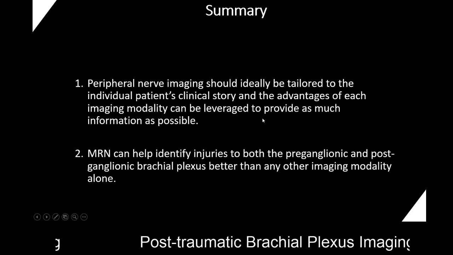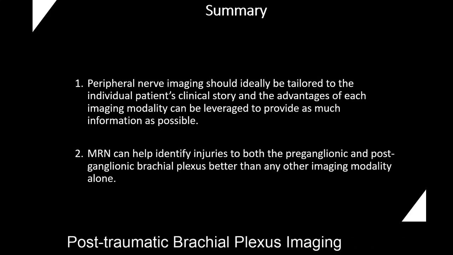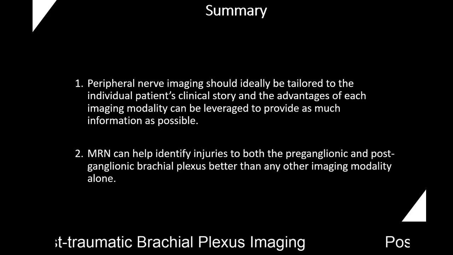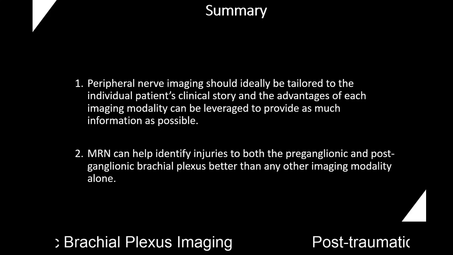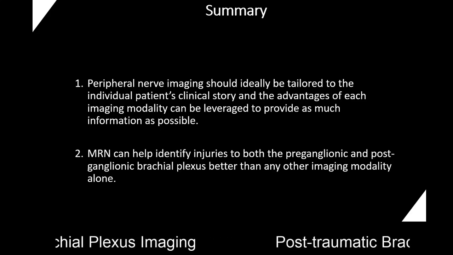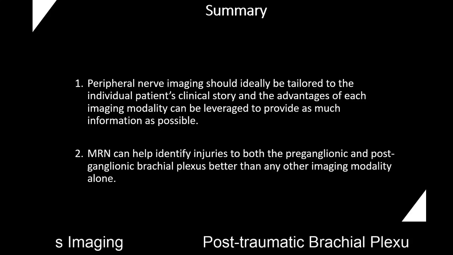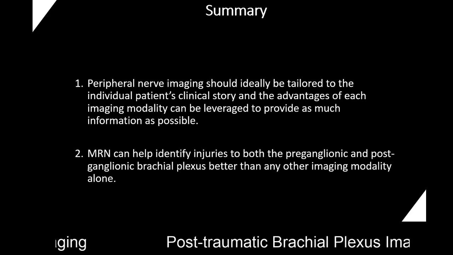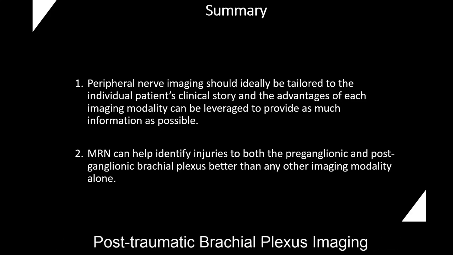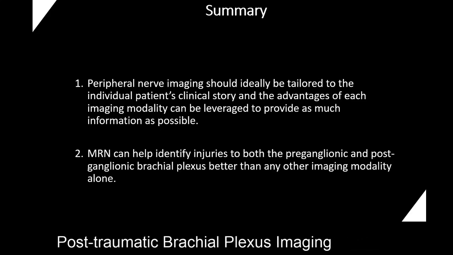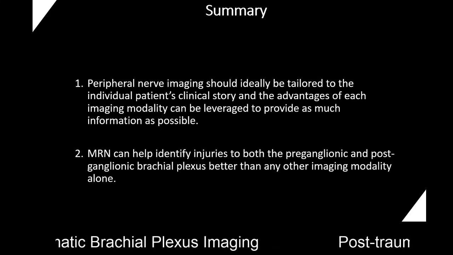So in summary, peripheral nerve imaging should ideally be tailored to the individual patient's clinical story, and the advantages of each imaging modality can be leveraged to provide as much information as possible. Second, if you had to pick one of these three imaging modalities, and you could only pick one, MR neurography or MRI tailored to assess the nerves would be the best imaging modality to assess both the pre- and post-ganglionic brachial plexus better than any of the other imaging modalities alone.